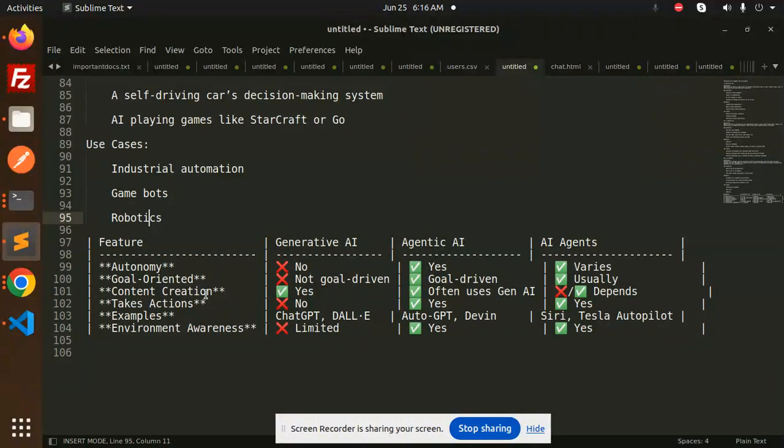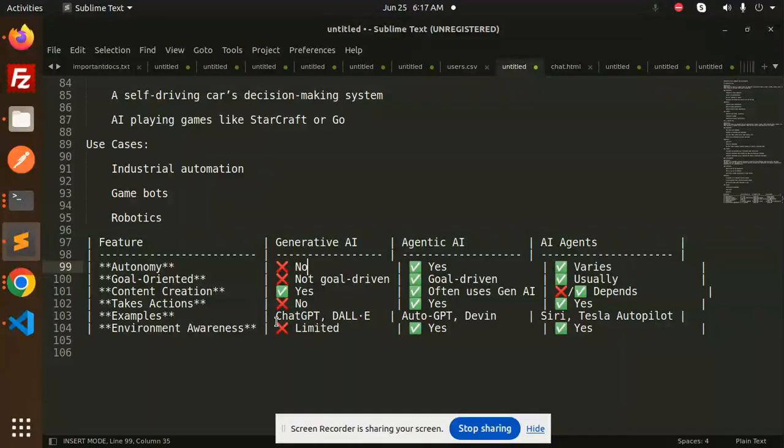Let's take a look at the features with a comparison. Autonomy: generative AI, no; agentic AI, yes; and it varies for AI agents. Goal oriented: generative AI definitely not, and both the others are goal oriented. Content creation: yes; agentic often uses generative AI; it depends for AI agents. Takes actions: no, yes, yes.